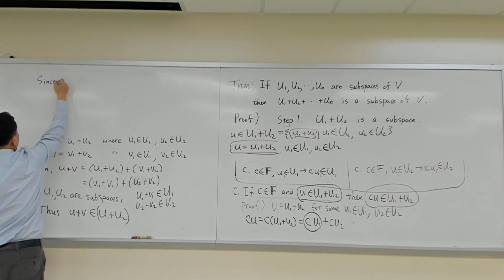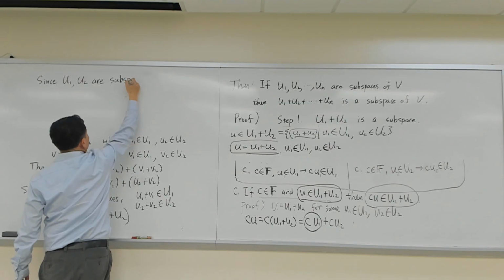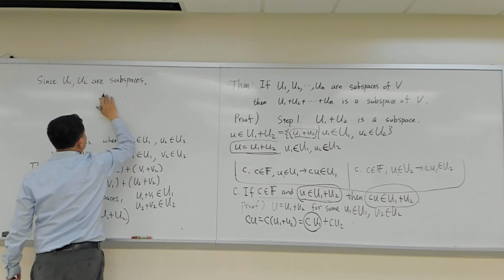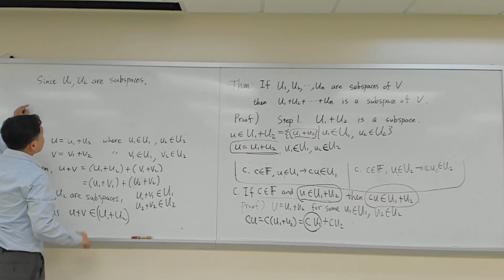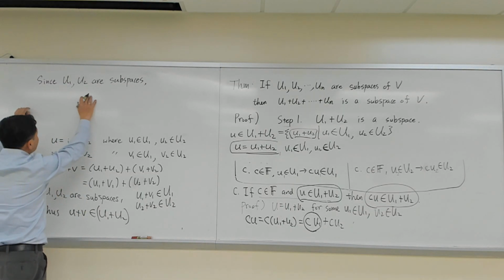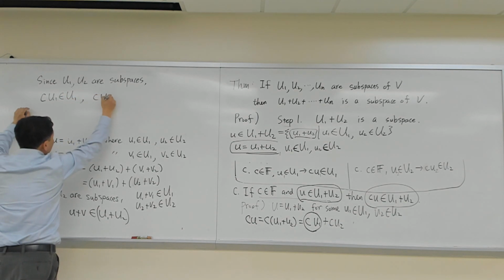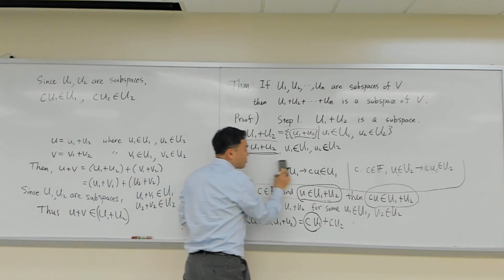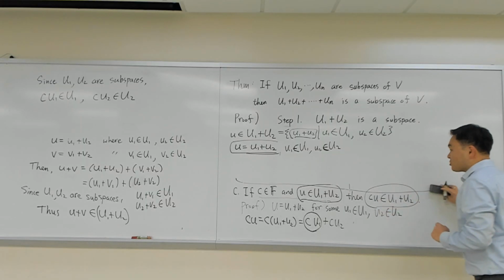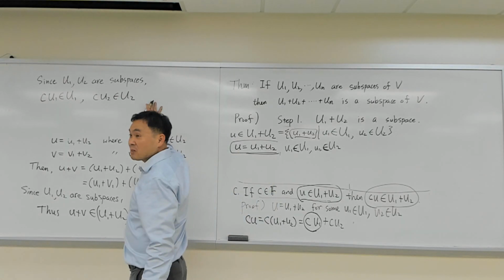Since U1 and U2 are subspaces, cU1 is in U1, and cU2 is in U2. I'm saying this so that I don't have to make reference to this. See, this table was just for us to keep in mind what's available for use, I just used it and wrote it like this, okay?